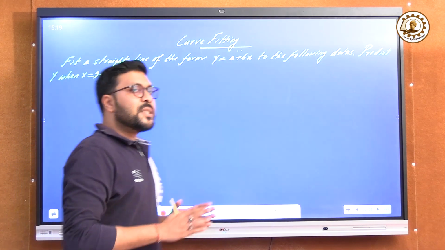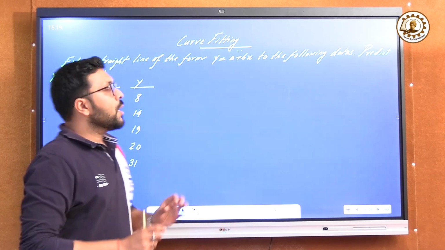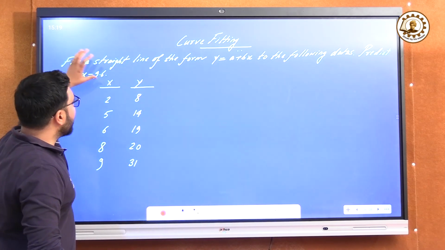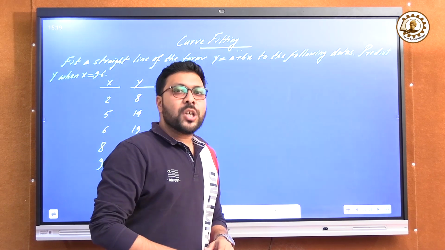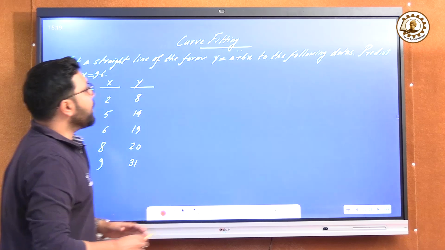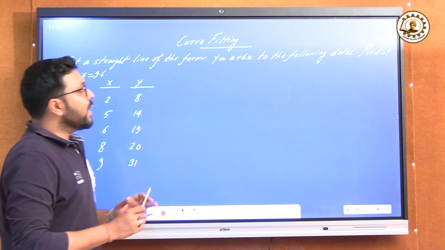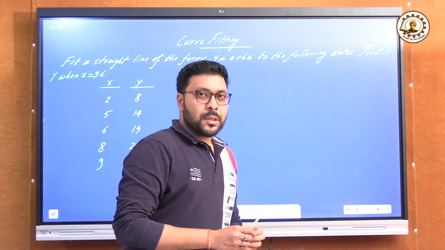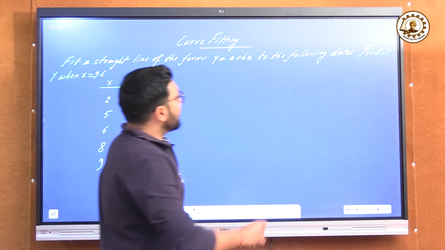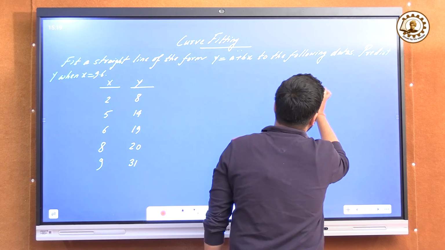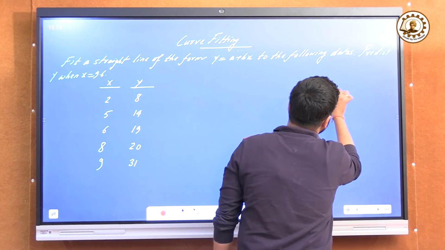So basically, for curve fitting you can use the straight line trend as well as parabolic and exponential trends. First we need to get the normal equations. Now how do we get the normal equations? That you have to see first. The given equation must be of the form y equals a plus bx.